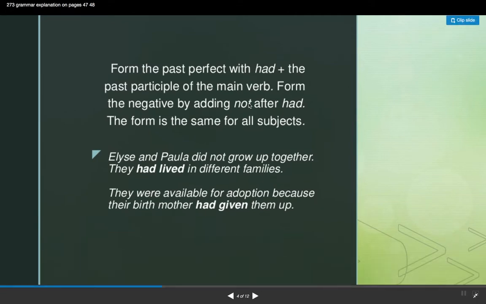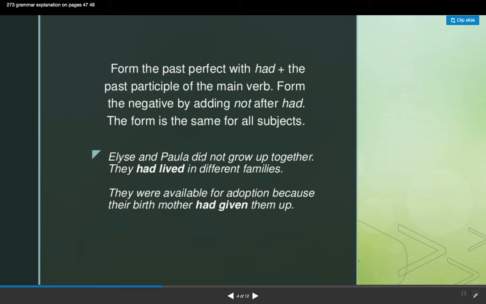You form the past perfect with had, and then the past participle of the main verb, and form the negative by adding not after had. And the form is the same for all subjects.